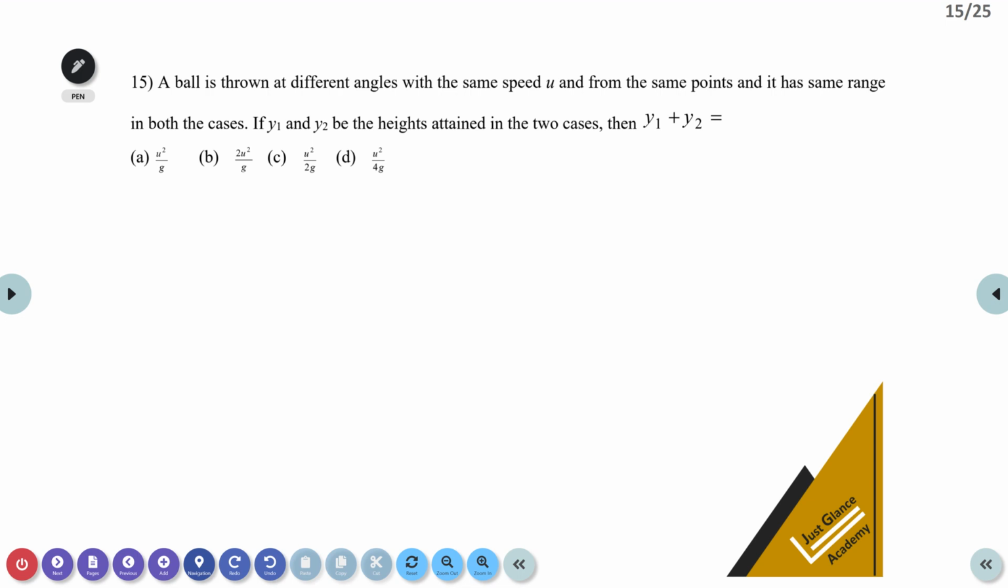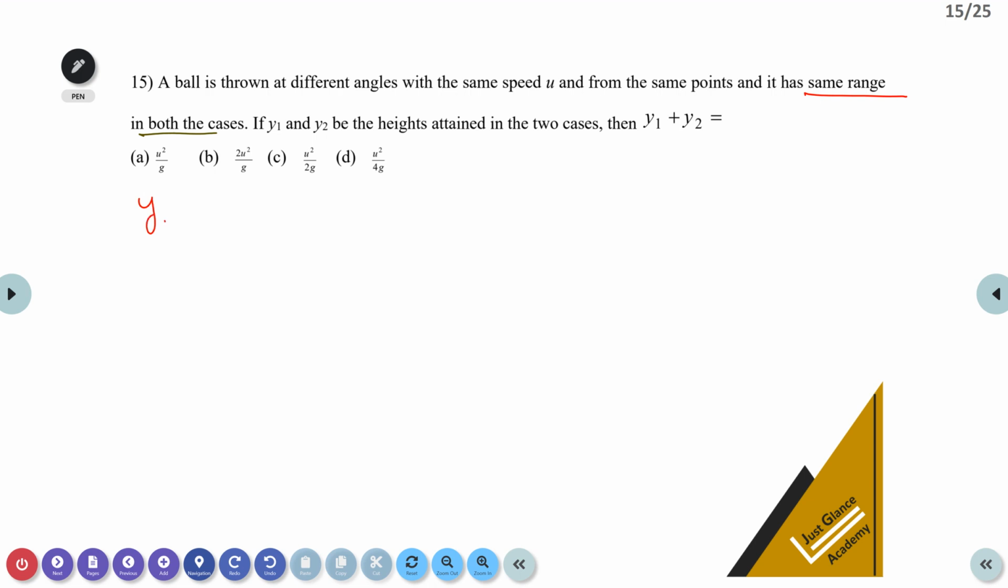A ball is thrown at different angles with the same speed u from the same point, and it has the same range in both cases. Same range, recall it in the wording only: it is complementary angles. If y1 and y2 are the heights attained in the two cases, then y1 plus y2 equal to what?